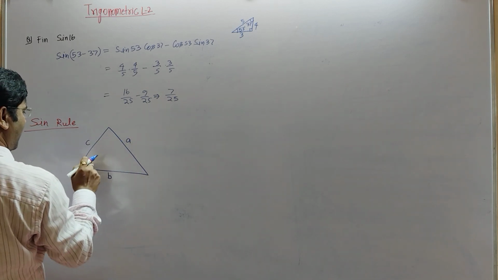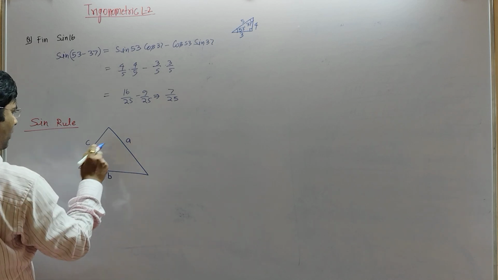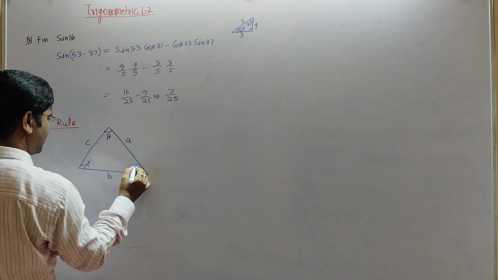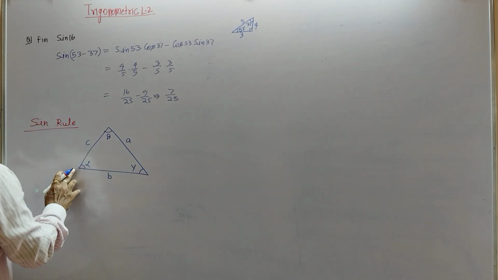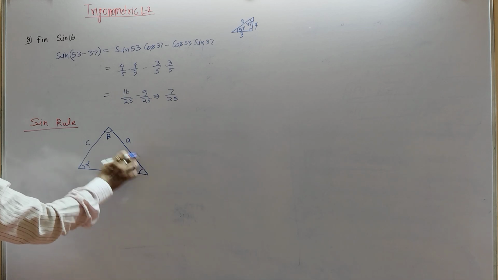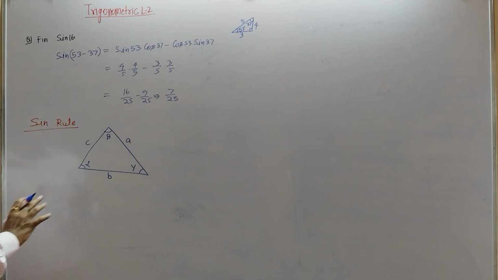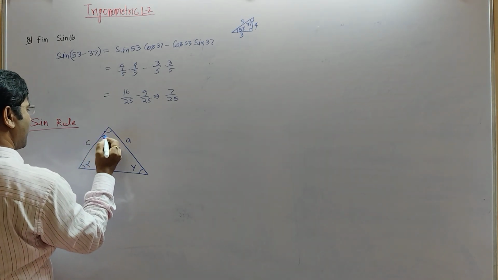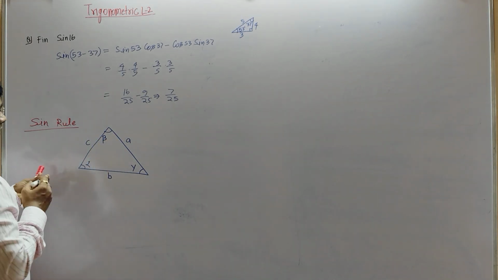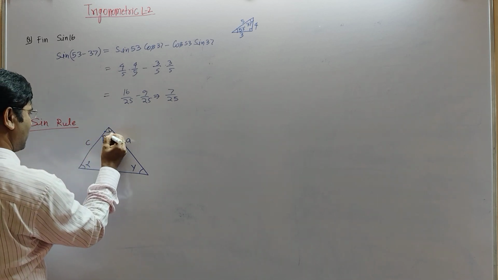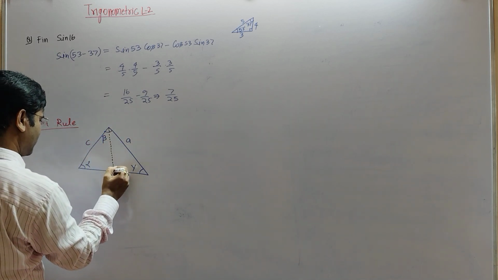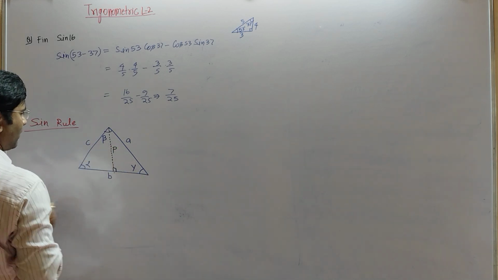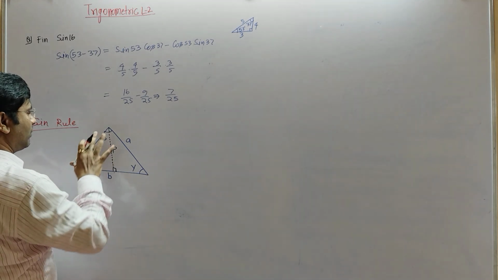The angle in front of a is alpha, in front of b is beta, in front of c is gamma. I can also write capital A, capital C, capital B, but I am taking the angles like this. So according to sine rule, first let me draw one perpendicular. This is the perpendicular drawn from the vertex to the opposite side. Let's say this one is B. So if this is alpha, this is C.